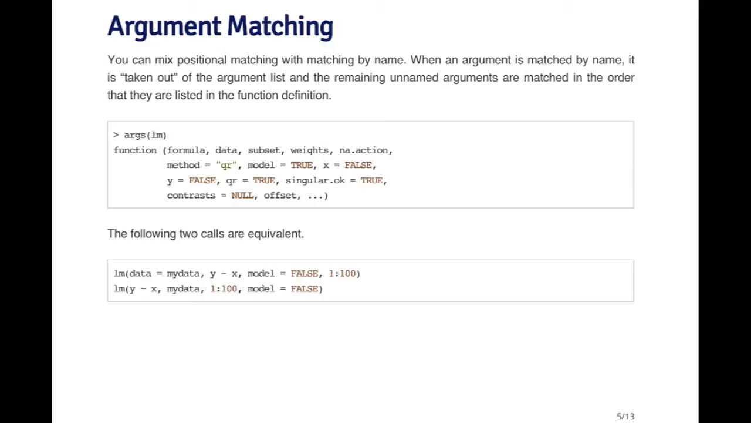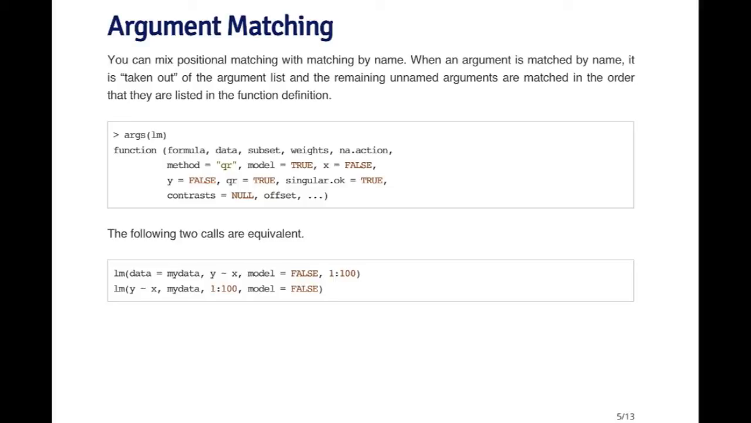I could have specified the data first, and then the formula, and then the model, and then the subset argument. Or I could specify the formula first, the data second, the subset, and then say model is equal to false. The reason why the first one is okay is because I match the data argument by name. You can imagine that that's taken out of the argument list now. Then y tilde x isn't specified by name, so it's given to the first argument that hasn't already been matched, and in this case that's the formula.